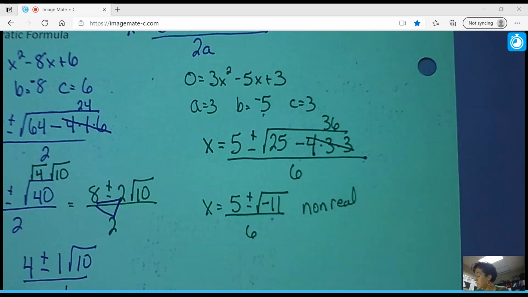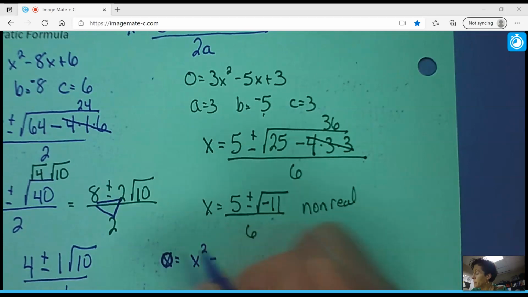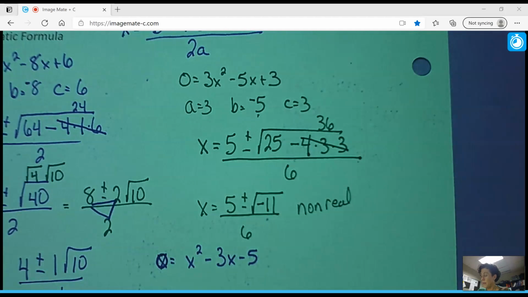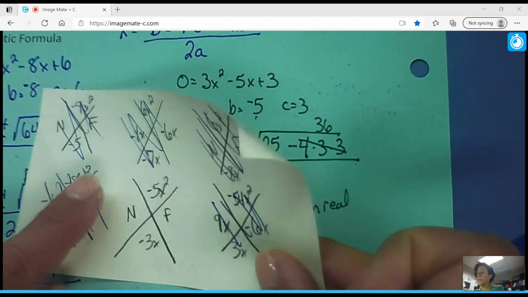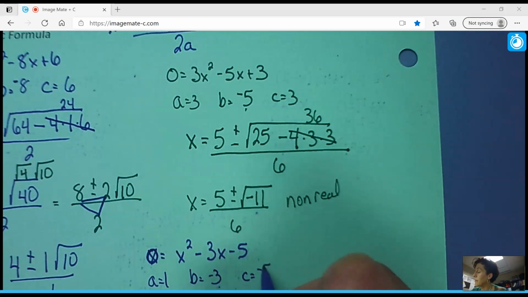And on the last problem that we're going to do, it looks like this. Oops, it's supposed to be 0. And just one more reminder of why that one didn't work. There are no factors of -5 that make -3 if we make our x again. So a is 1, b is -3, c is -5.